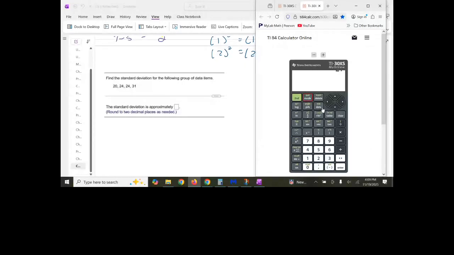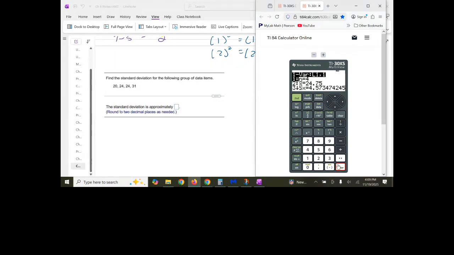Now, I want to get to my stats. If you can see right here, there's a little button right above data that says stats. The way we get to that, we hit second and then the data button. Y'all, we want to compute what we call our one variable stats. So look, I'm going to hit the number 1 and I'm just going to keep hitting enter.